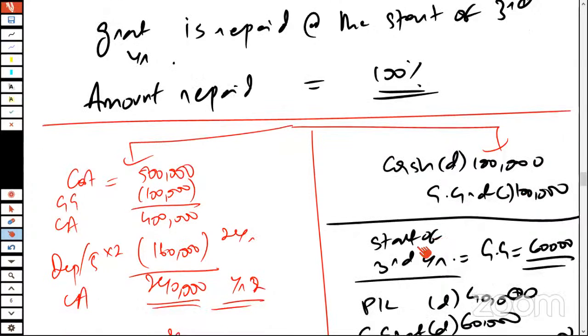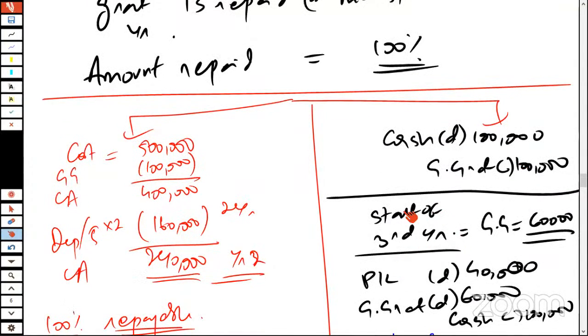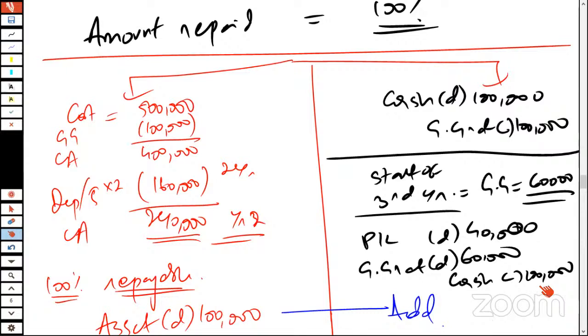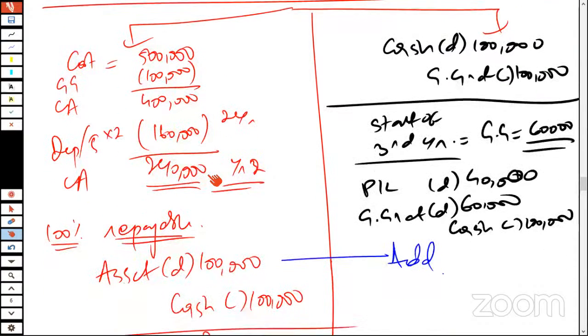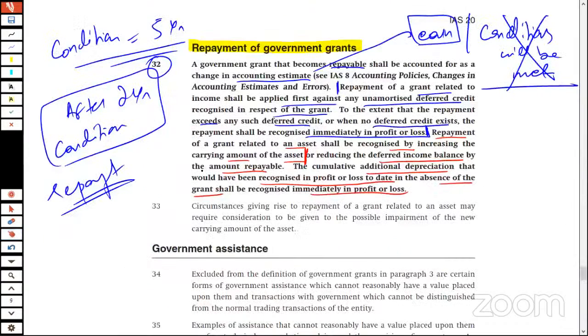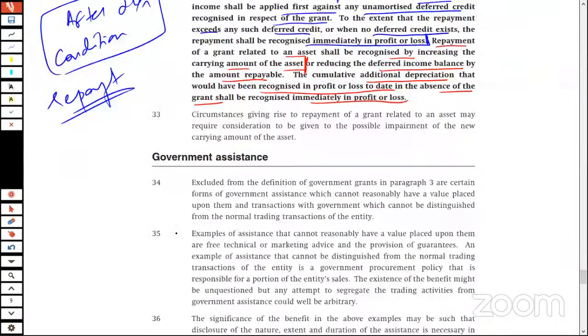20,000 every year. So as a result, at the start of the third year, 60,000 is remaining. So a cash of 100,000 is payable. So 100,000 cash credit, government grant debit 60,000, P&L debit 40,000. Okay. So with respect to IAS 20 government grant, this is how we are going to be accounting for this government grant.